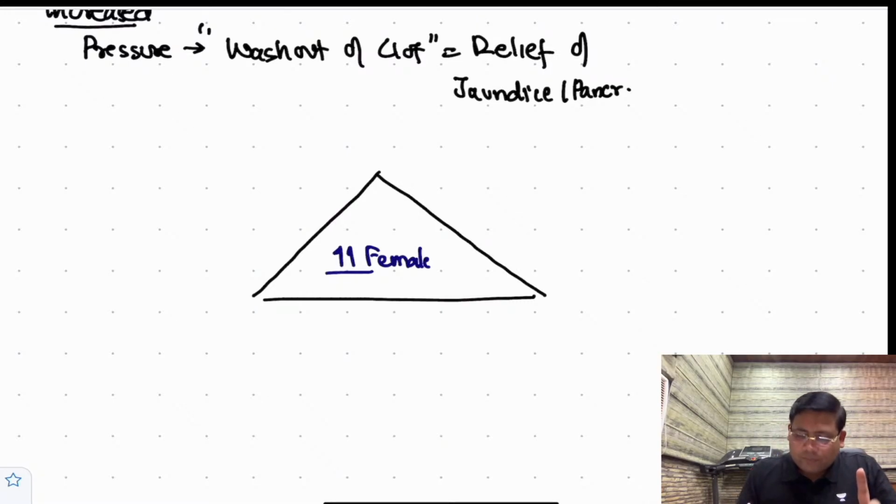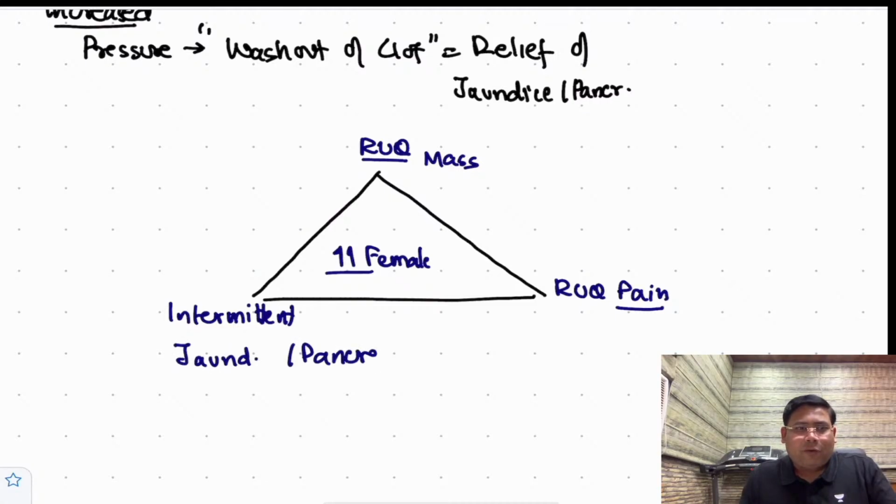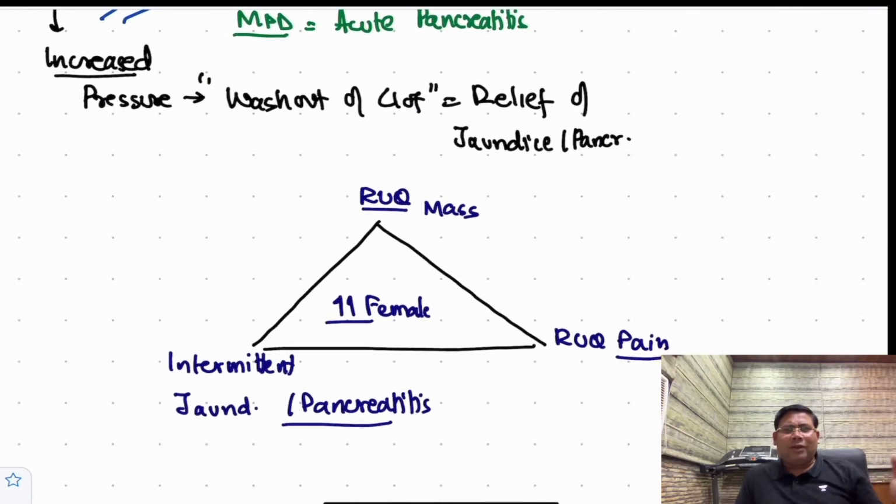females with right upper quadrant mass, right upper quadrant pain with intermittent jaundice and pancreatitis. This is the classical profile of what, students? The choledochal cyst. So tomorrow we'll discuss similar things, and I will be continuing with the series.